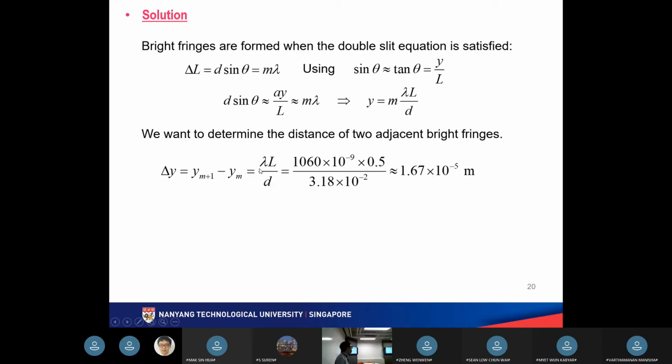The distance between neighboring bright fringes is just lambda L divided by d, so we already have d. Lambda and L are given in the question, so we get my delta y is 1.67 times 10 to the minus 5 meter. Okay, clear?